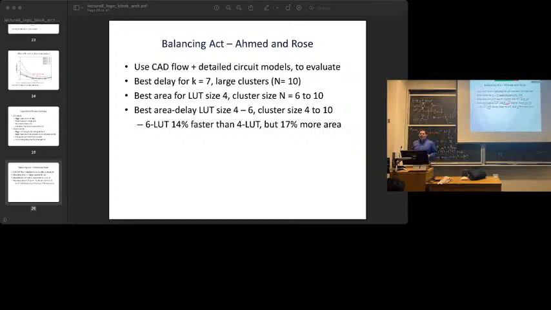Does that mean that at the end the area will be larger? No, they account for that. When I say the 6-LUT took 17% more area, that's accounting for the area of the FPGA that you had to build to accommodate all these benchmark circuits. Does that make sense? So in other words, if your logic block is more capable, you don't build as many of them. You just build as many as you need for the circuit. So it's captured in their area model.